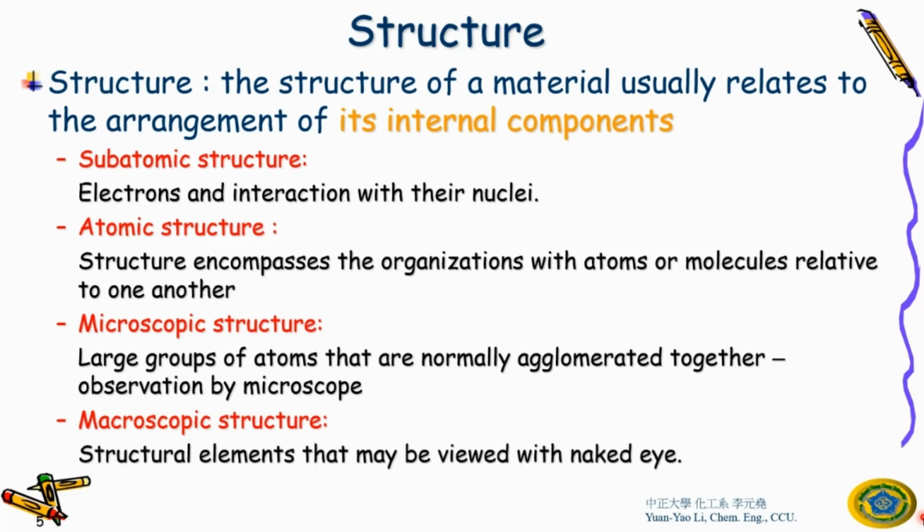How about macro? Macroscopic structure is the structural elements that might be viewed with the naked eye. So without using a microscope, when you take a look at this material, you can see whether it is shining, or whether it is spherical. This is called macroscopic structure.